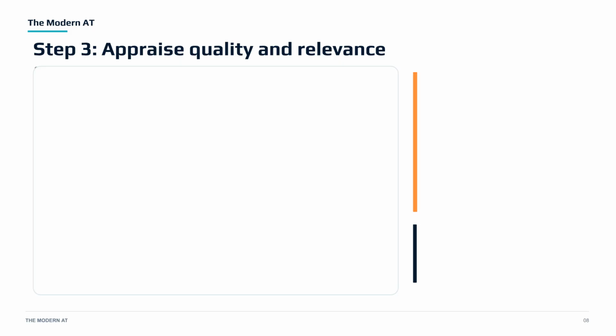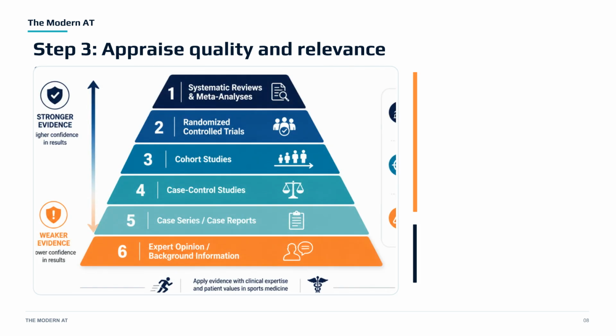Appraisal means deciding whether the evidence deserves your confidence. The evidence hierarchy is one way to think about this. Systematic reviews and meta-analyses often sit near the top because they synthesize multiple studies.